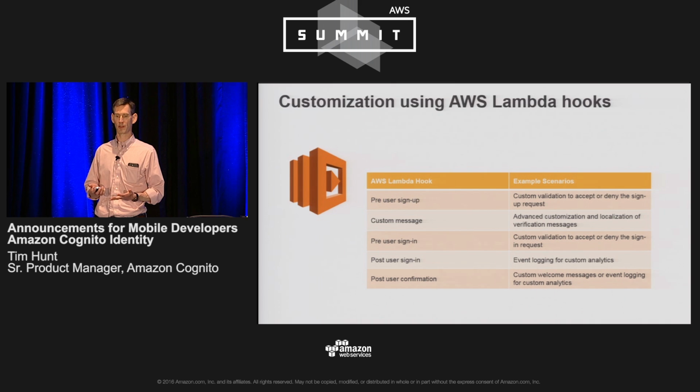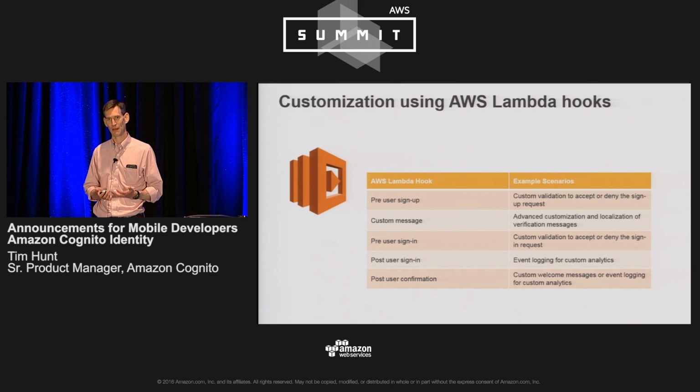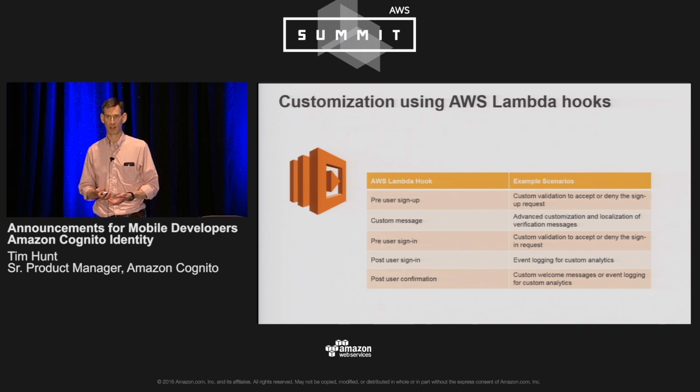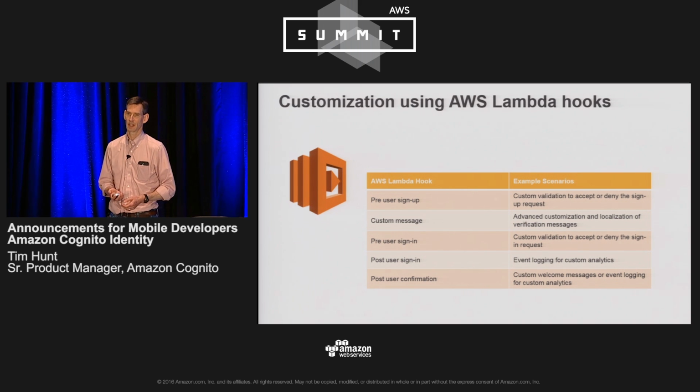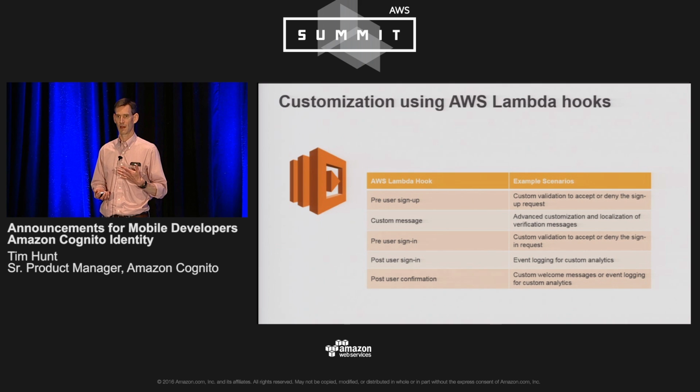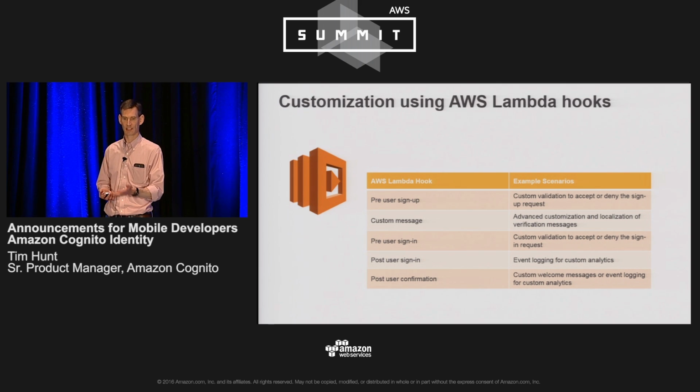So for example, in the pre-user sign-up, you have a Lambda function that will get called and have access to validate all of the data that comes, all the attributes that come with the user. You can look up a database, you can call an external service, you can do a validation against some acceptable values. Again, lots of flexibility. That's one example. There's a number of other ones there as well.